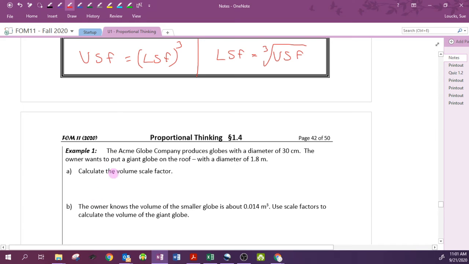So the linear scale factor is image over original length. So the image size is 1.8 meters and the original size is 30 centimeters, but I need those to be in the same units. So let's make this 180 centimeters over 30 centimeters, which is 6. So the linear scale factor is 6.